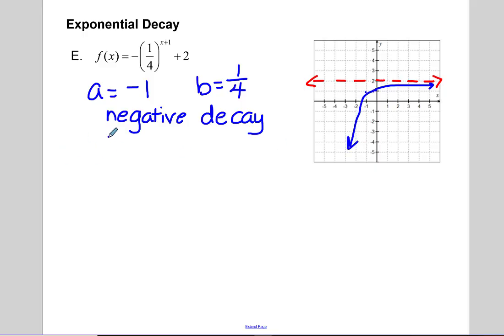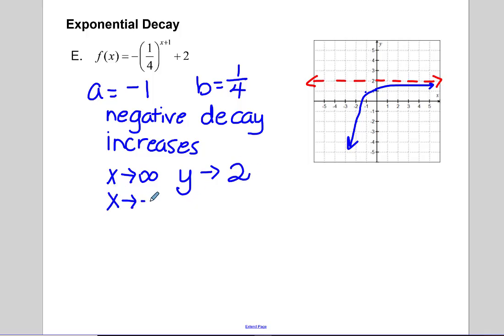Like that. It would be an increasing function because the negative took the decay function and flipped it across the x-axis. When x goes right, the graph heads toward the asymptote, and when x goes left, the graph goes down.